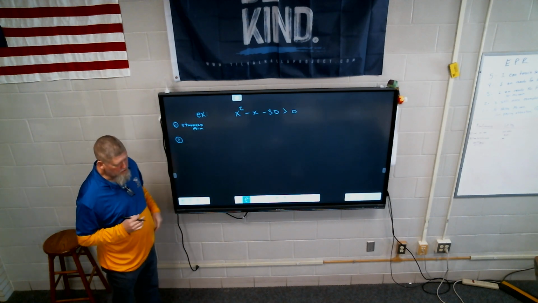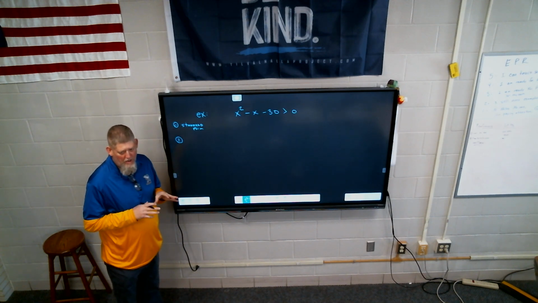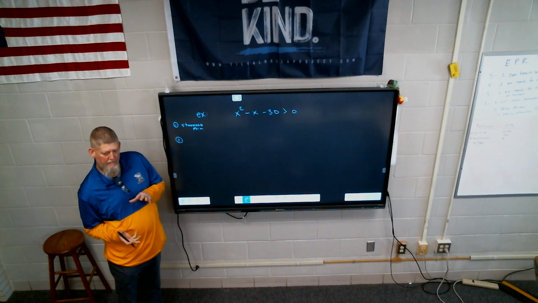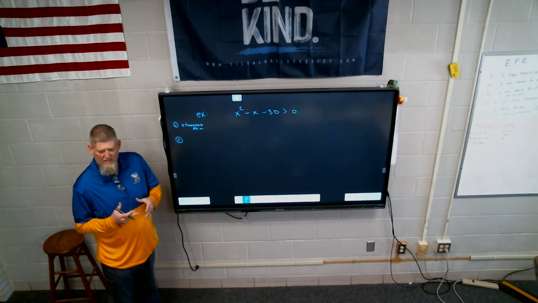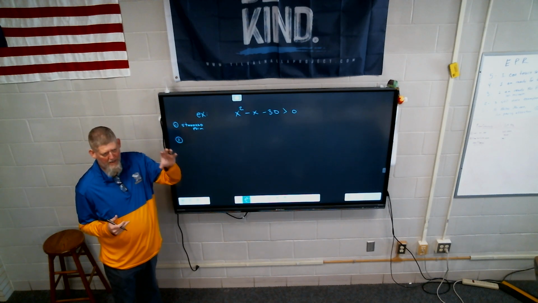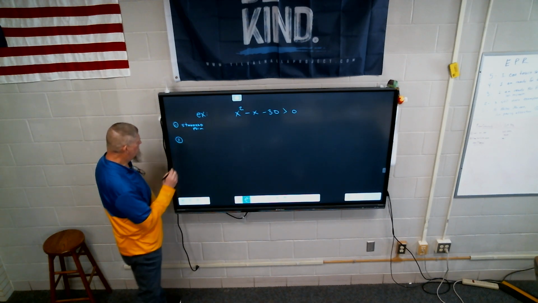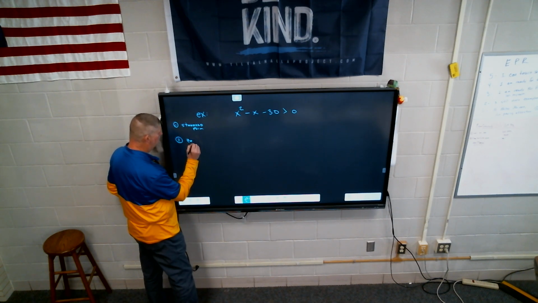Number two. Now, the second thing we should probably do is, in order to find out where it's positive and where it's negative, we have to find out where it crosses. Find the zeros. Where is it going to go from negative to positive? Where are the barriers at? So the first thing we have to do is find the zeros.